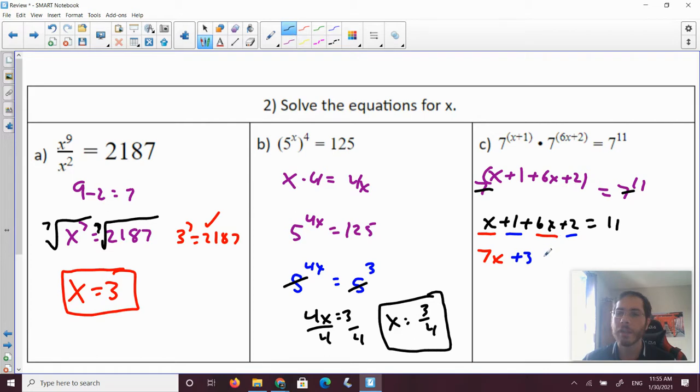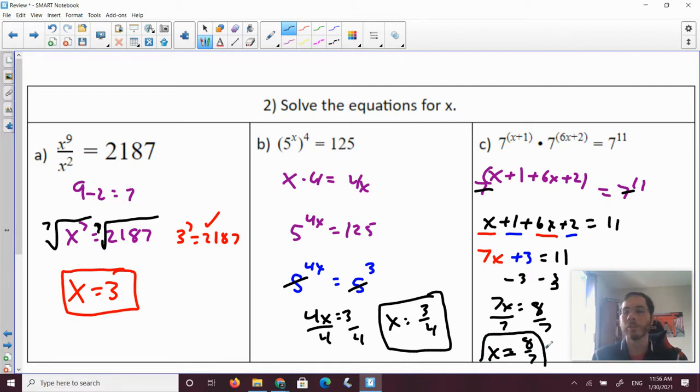Nothing can combine on this side, that just stays as 11. We can subtract 3 from both sides. Again, we're trying to get the x's by themselves. So 7x equals 8. And then divide both sides by 7. So x equals 8/7. And that one we're all set.